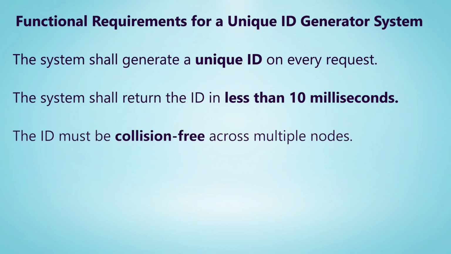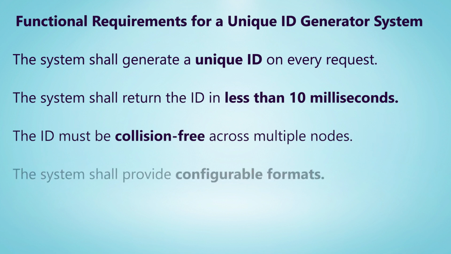What do we understand by collision? Duplicacy. Let's say our system works on 5 servers and server number 3 generated this unique ID 123. So this ID should not have been generated previously by any of the other 4 servers. The system shall provide the user with configuration formats.